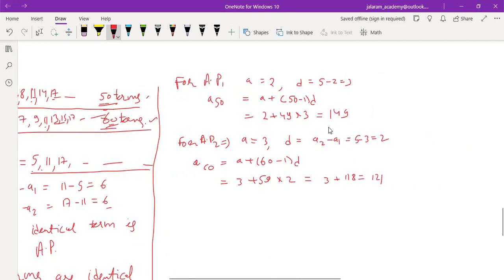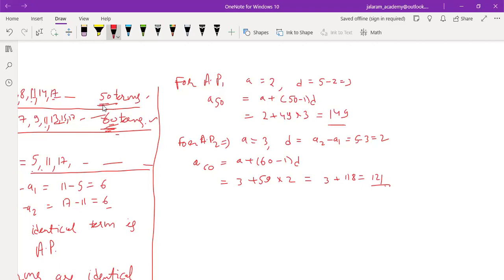If we compare them, if it cannot exceed 149 and if it cannot exceed 121, what is the conclusion? That it cannot exceed 121. This is the conclusion. Why? The last term of AP2 is 121. This we have calculated. If this cannot exceed 121, it means the identical term also cannot exceed 121.